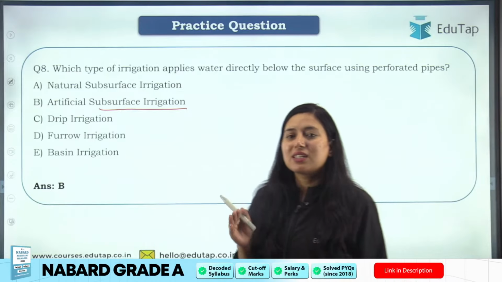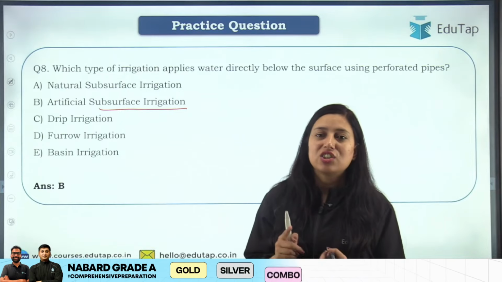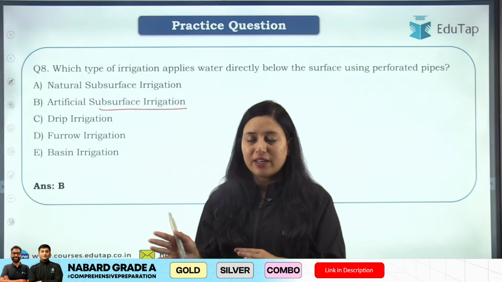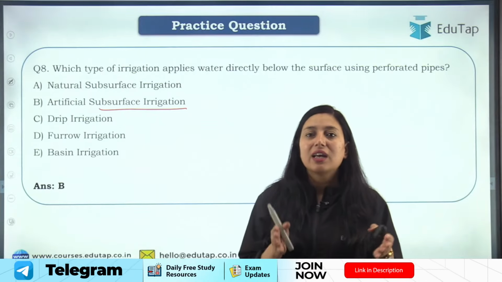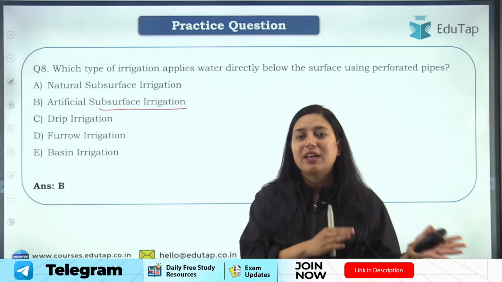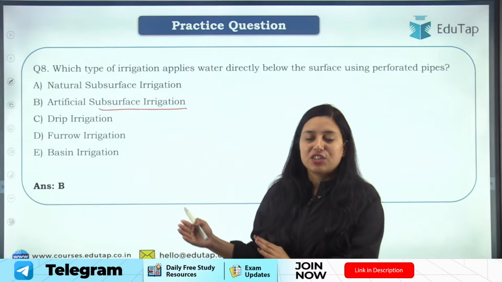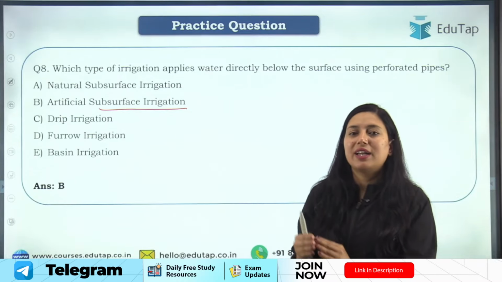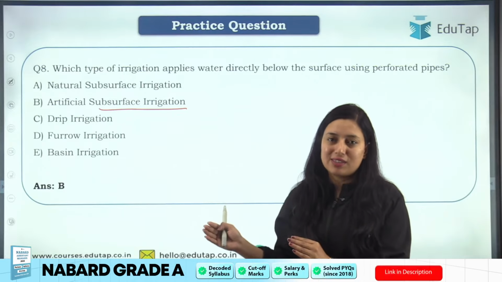So students, the irrigation methods we have discussed so far, be it drip, sprinkler, flood, check basin, ring basin, border irrigation. These are under your surface irrigation method, where we are applying water to the surface only. Then we have the subsurface irrigation method. Subsurface irrigation includes natural subsurface irrigation and artificial subsurface irrigation.